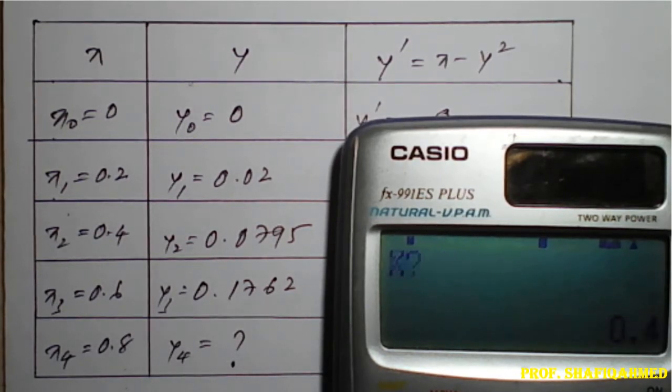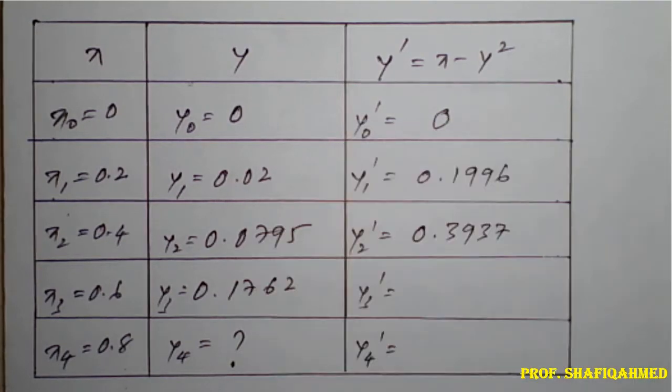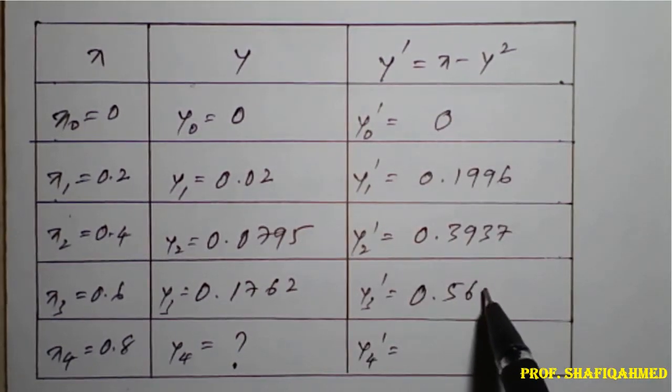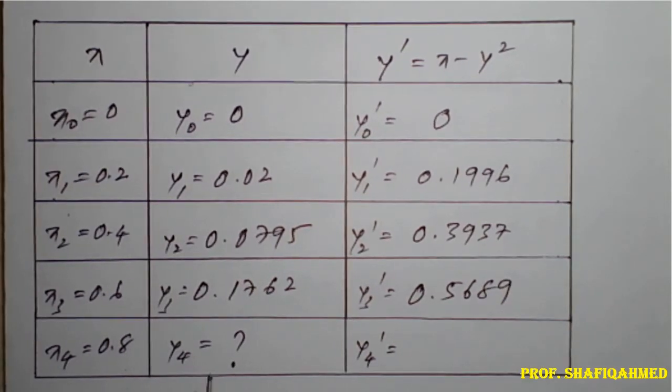the value of y dash will be 0.5689. So I'll write 0.5689.